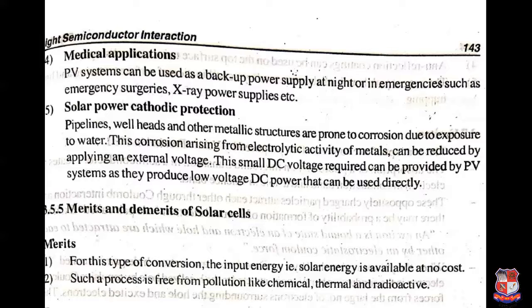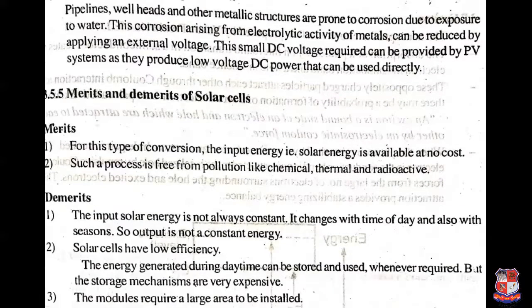And the last application is solar power cathodic protection. Pipelines, valve heads and other metallic structures are prone to corrosion due to exposure to water. This corrosion arising from electrolytic activity of metals can be reduced by applying an external voltage. The small DC voltage required can be provided by PV systems as they produce low voltage DC power that can be used directly. So solar cells have huge applications.